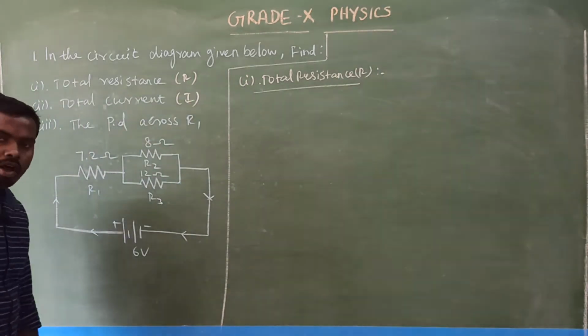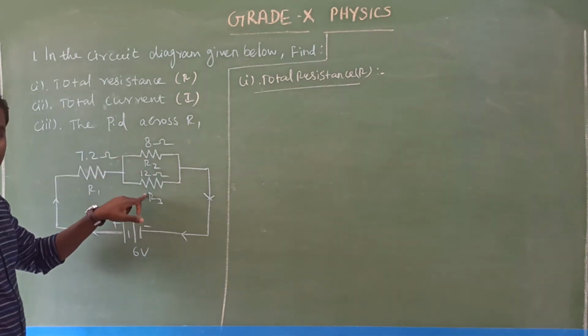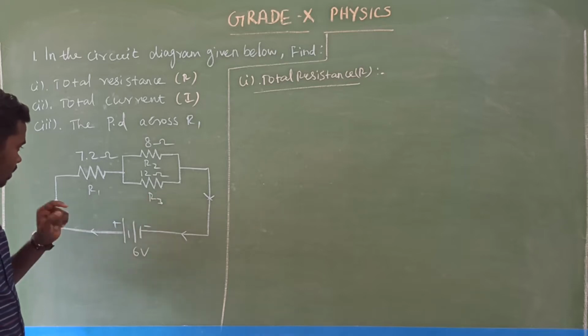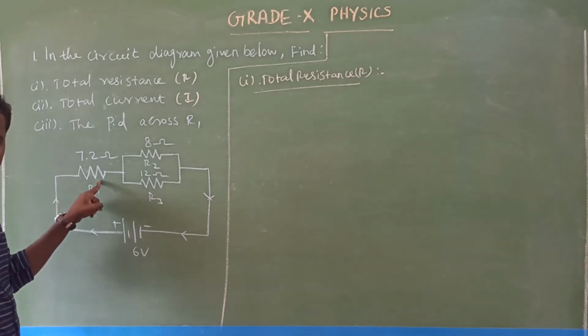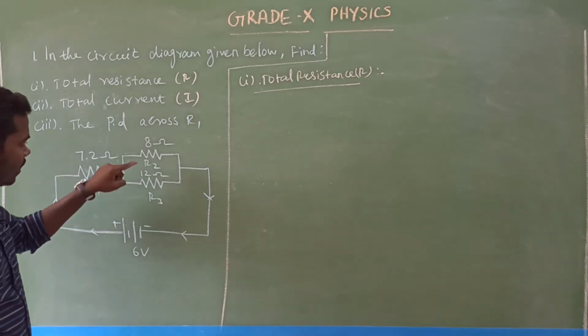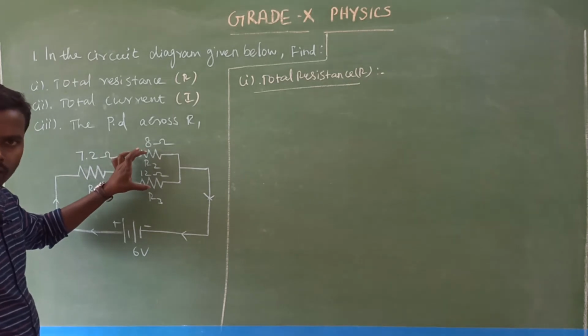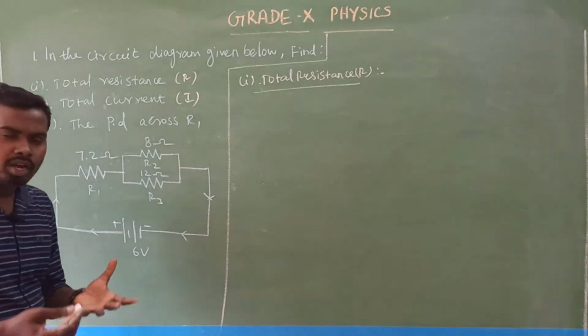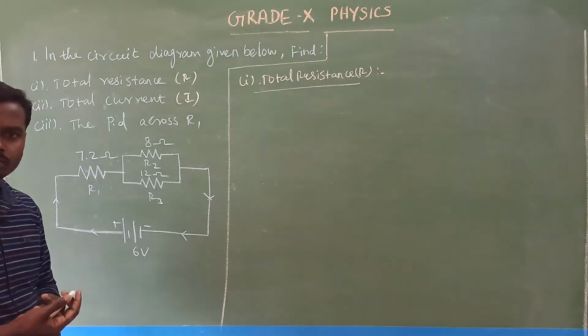Look at here. Actually, we have three resistors: resistor 1, resistor 2, and resistor 3. Resistor 1 is in series combination, but resistor 2 and resistor 3 both are in parallel. Am I right? Sir, how can we convert this parallel into series, sir?